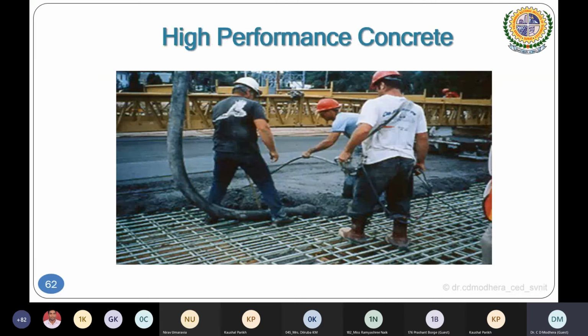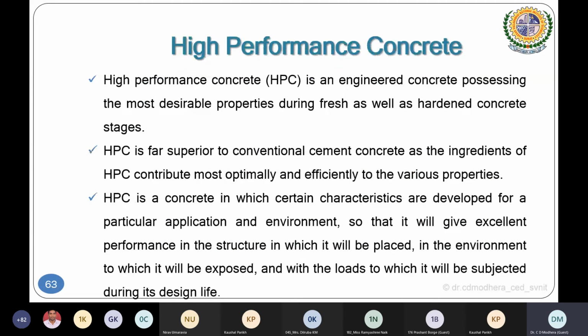High performance concrete: high strength you could have heard, high performance, and then ultra high maybe the last. So high performance concrete is an engineered concrete possessing the most desirable properties during fresh as well as hardened concrete stage. HPC is far superior to conventional cement concrete as the ingredients of the HPC contribute most optimally and efficiently to the various properties. Now HPC is concrete in which certain characteristics are developed for a particular application and environment, so that it will give excellent performance in the structure in which it will be placed, in the environment to which it will be exposed, and with the load to which it will be subjected during the design life.